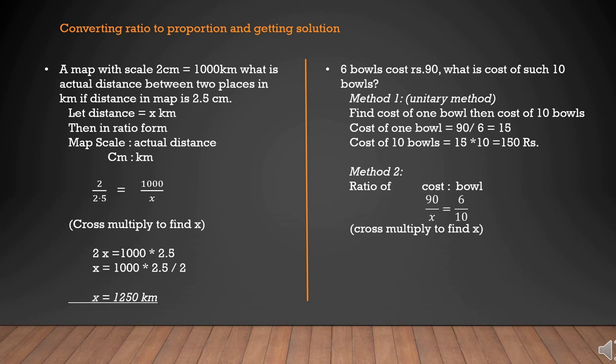Now to find out the value of x, you just cross multiply it. 90 into 10 is equal to 6x. Then the value of x you will get is 150. So x, that is 150, is your cost of 10 bowls.